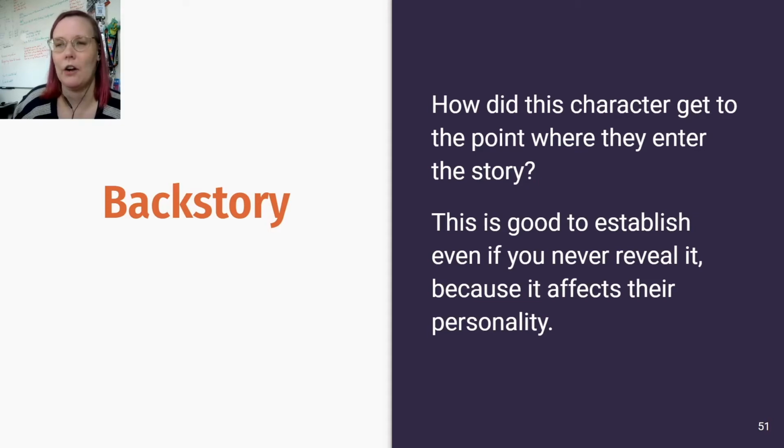So backstory: how did this character get to the point where they enter the story? This is good to establish even if you never reveal it in your narrative at any time, because it affects their personality, and it's going to affect the way that you write them and the way that their voice comes out in the story, and even literally the way they're voice acted, if that's a concern.